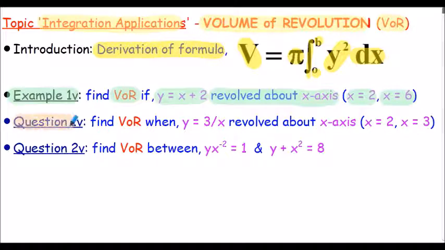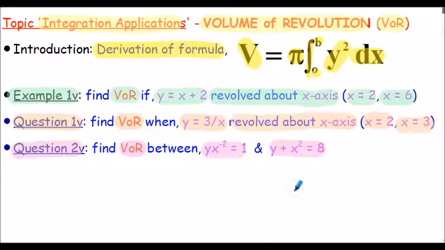Question 1v, find the volume of revolution when the curve y is equal to 3 divided by x is revolved about the x-axis. And again, we're given the limits of the integral. And question 2v, find the volume of revolution between y multiplied by x minus 2 is equal to 1 and y plus x squared is equal to 8. Again, we need to rearrange both of these equations in terms of y equals. But on sketching the two curves, we'll find where they intersect, and again, we will have the limits of the integration process.